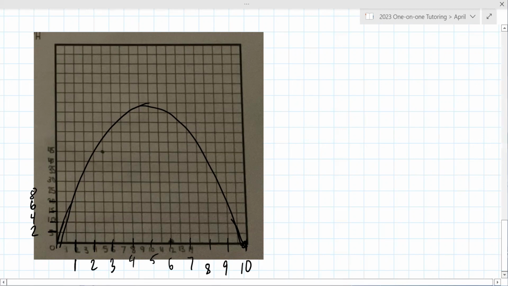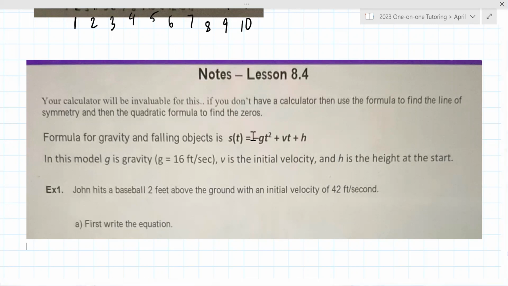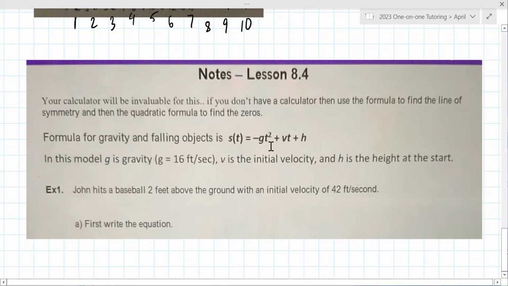All right, let me snip this in. All right, so we were looking at this last time, this minus gt squared plus vt plus h. G is 16 feet per second, v is the initial velocity, and h is the height at the start. Okay, John hits a baseball 2 feet above the ground with an initial velocity of 42 feet per second. So the G is always 16, v is given, and h is given. Can you give me the equation here based on those values?